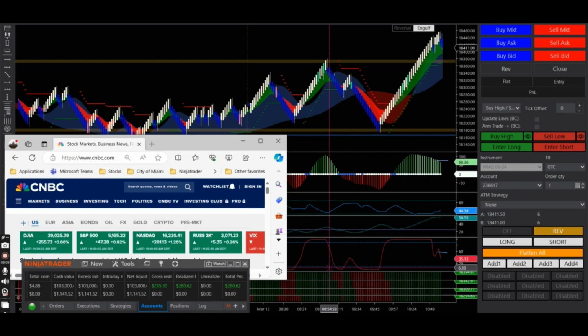So this is where I got stopped out on my second contract for a profit of $183. And so for today, my total profit was $280.62 on the MNQ, the micro NASDAQ.